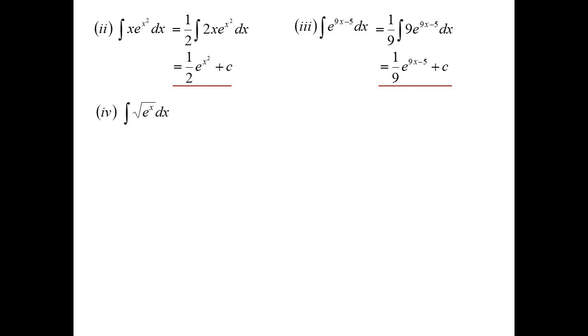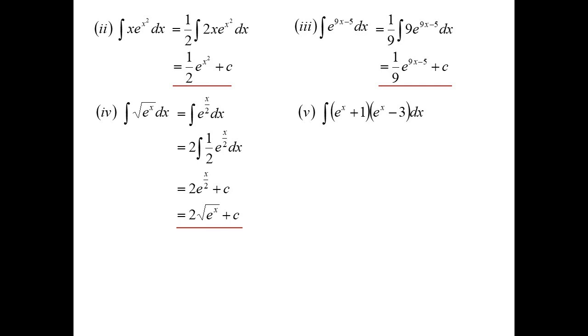Ooh, square root of e to the x. Index laws, square root, that would be e to the power of x on 2, which is a linear function. But I would like a half e to the x on 2, so I've got 2 times that, so we'll get 2 lots of e to the x on 2. I'm always in the habit of writing my answer in the same format that they asked the question. The question was in surd form, so I'm giving my answer in surd form.